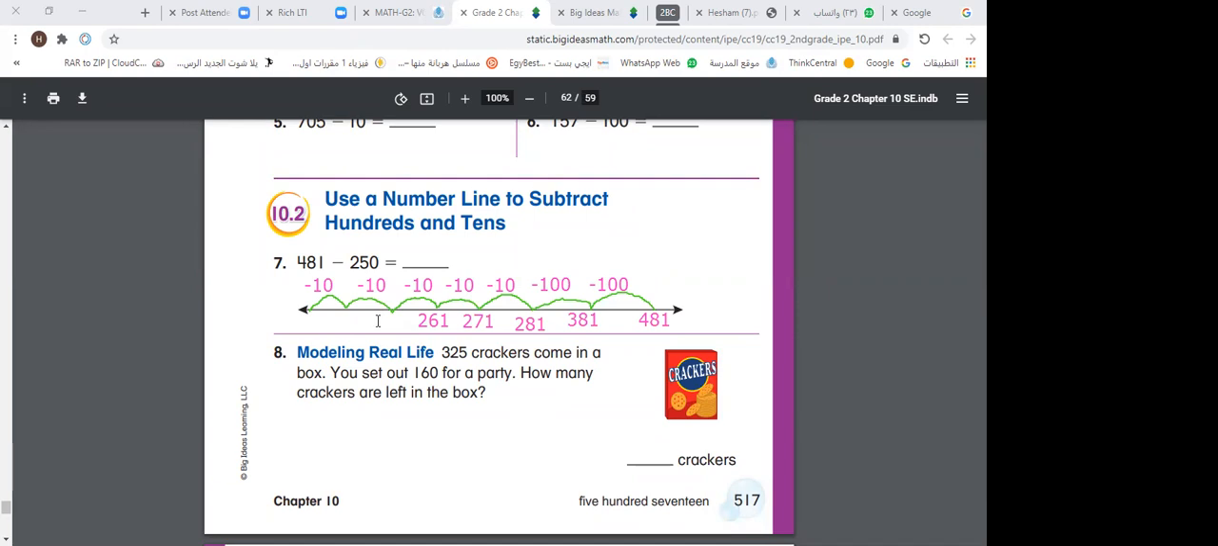261 minus 10 equals 251. Super boy. 251 minus 10 equals 241. 241 minus 10 equals 231.